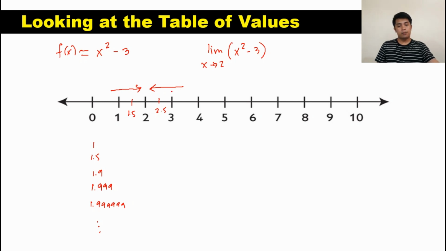Kani pod sa pikas nga side, we have 2.5. Pwede ta sugod sa 3, we have 2.5, 2.1, 2.01, 2.001, dot, dot, dot. So, move gyapon ta closer and closer to 2 from the right side. Muna siya ang concept sa table of values. So, we list down x values that are approaching that particular c value.